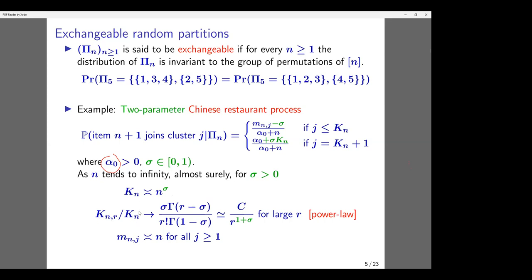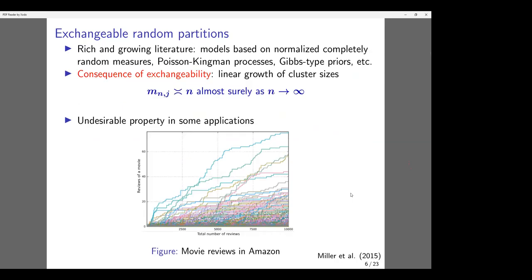And quite differently from the one parameter Chinese restaurant process, the proportion of clusters of a given size r converges to some strictly positive constant, which is approximately of the order of 1 over r to the power 1 plus sigma, which corresponds to a power law behavior with exponent 1 plus sigma. So this can match the behavior that we saw on the earlier data set. And for the size of the cluster, m_nj grows linearly with n for any cluster j.